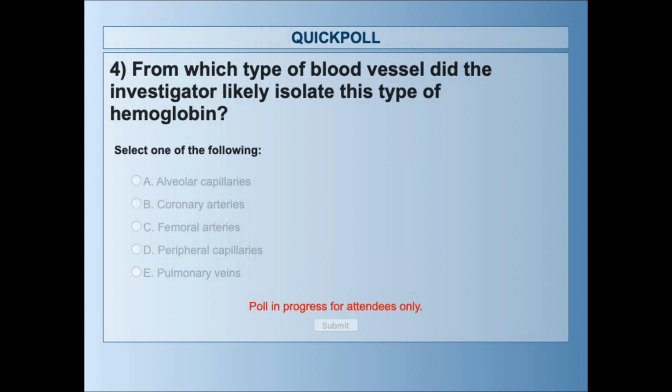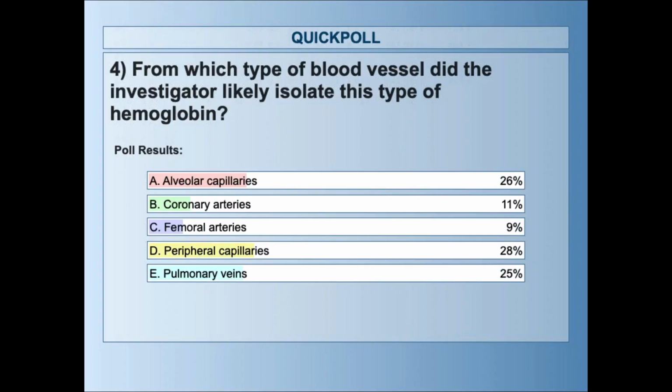All right, I see the responses coming in. A few more moments here. All right, well, let's take a look and see what all of you selected. Looks like it was close. 28% of you selected peripheral capillaries, 26% of you selected alveolar capillaries, and 25% of you selected pulmonary veins.